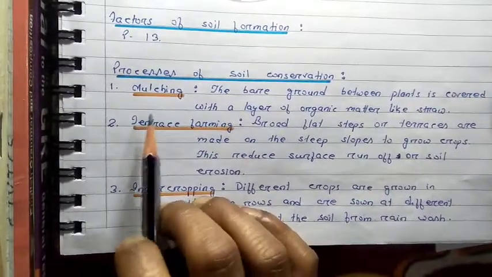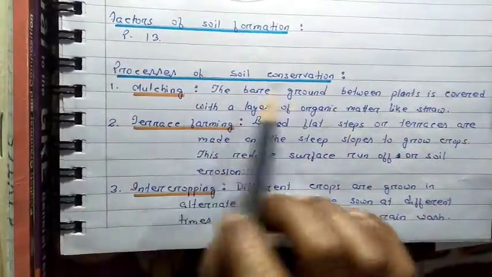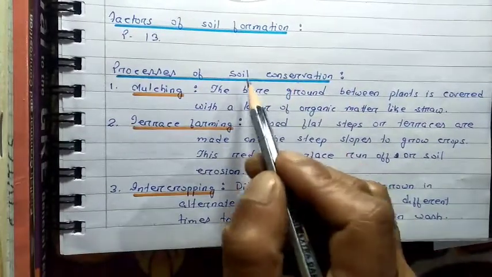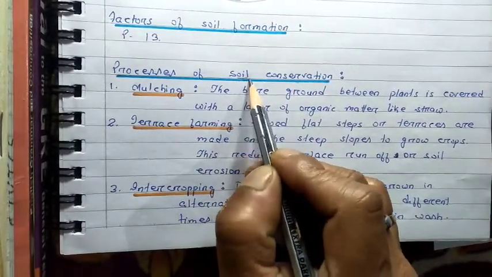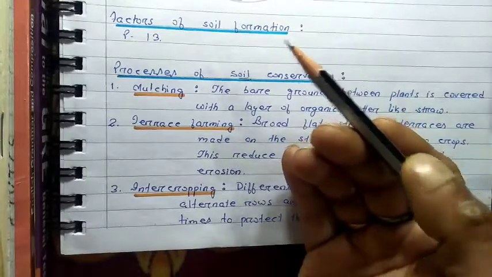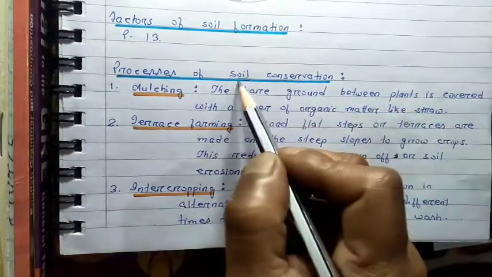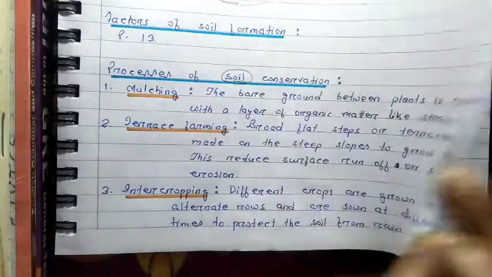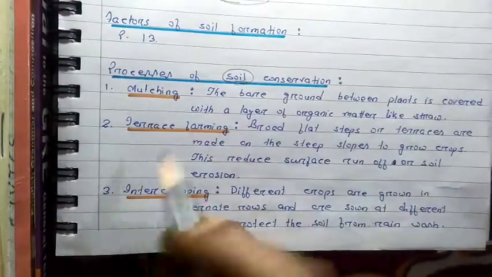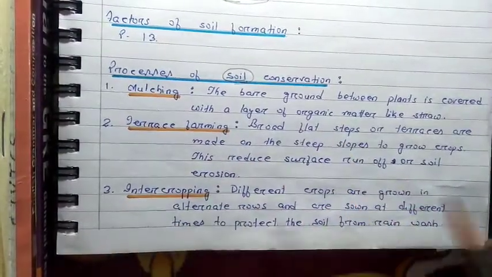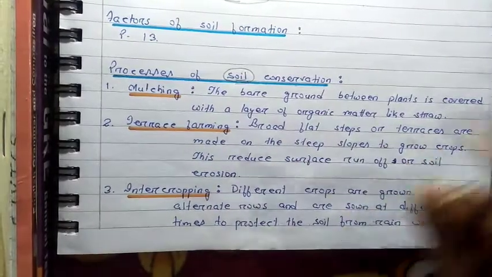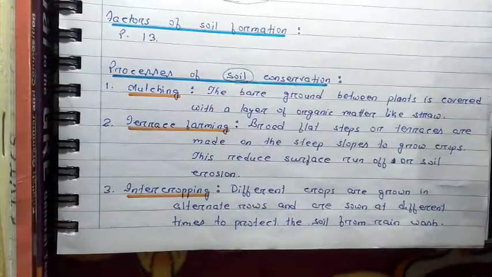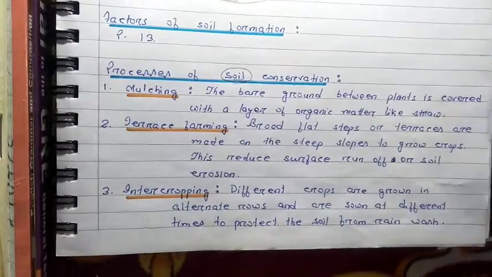The last point for today's video is processes of soil conservation. How we can conserve the soil. Before we already discussed how we can conserve land, now we are going to study soil conservation. I have tried to explain here 4 points, and for all these 4 points I have even given pictures. You see the pictures, as well as I am trying to show you pictorially here to understand it.